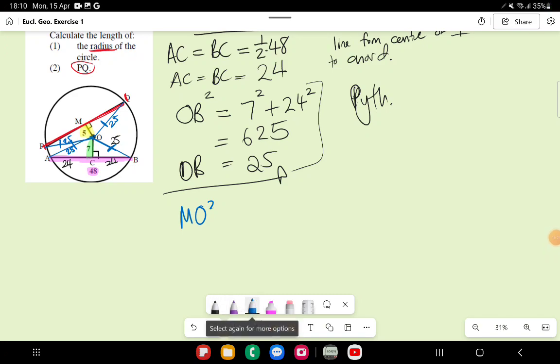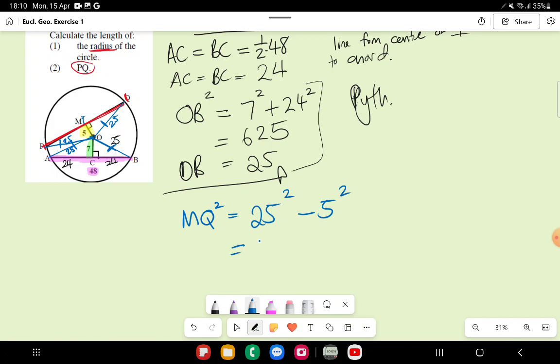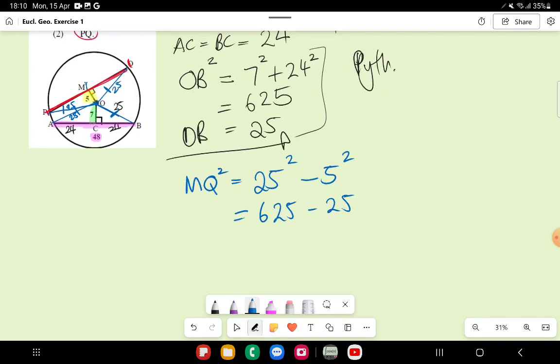Let's go back to the bottom. OM squared is going to be, so OM is from here. Sorry, not OM. Let's redo that. MQ squared is equal to 25 squared, that's the hypotenuse, minus 5 squared. So 25 squared is 625 minus 25, right? 5 squared is 25. So that gives me a length of 600. MQ squared is 600, and MQ is the square root of 600.